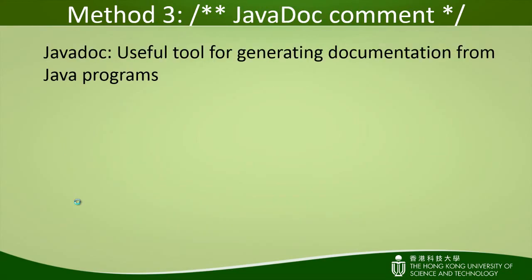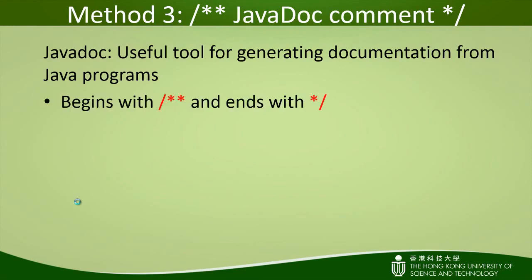JavaDoc is a useful tool for generating documentation automatically from Java programs. JavaDoc comments are written between the two delimiters, slash double asterisk. Notice that there are two asterisks here, and asterisk slash. The comments can occupy multiple lines, and everything between the two delimiters will be treated as comments.